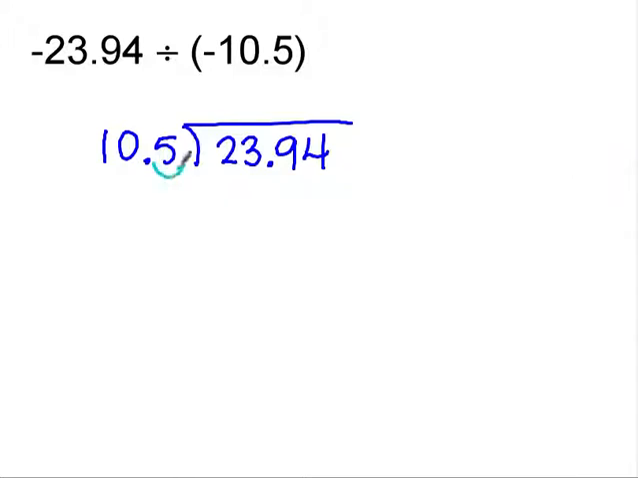So I'm going to move that decimal 1 spot. Now when I move that decimal 1 spot, what do I need to do? Move the other one 1 spot. So my new decimal is going to be right here. So now I need to think, I've got the number 105 as my divisor. Does 105 go into 2? Does it go into 23? Does it go into 239? Yes, how many times? 2.